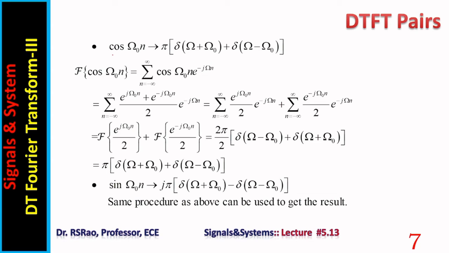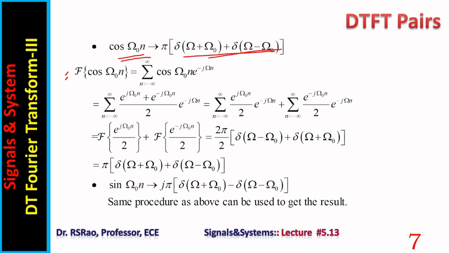Another signal, cos omega naught n sequence. Its DTFT can be shown equal to pi times delta omega plus omega naught plus delta omega minus omega naught. How? The process is given here.